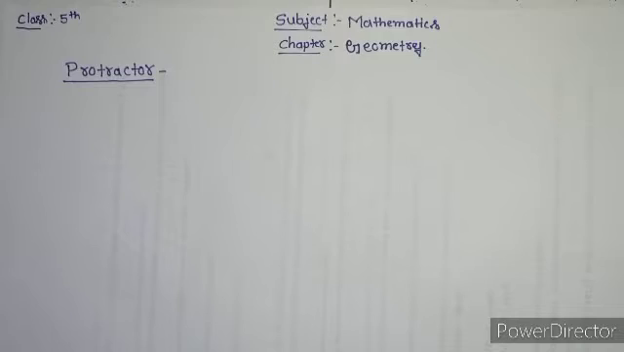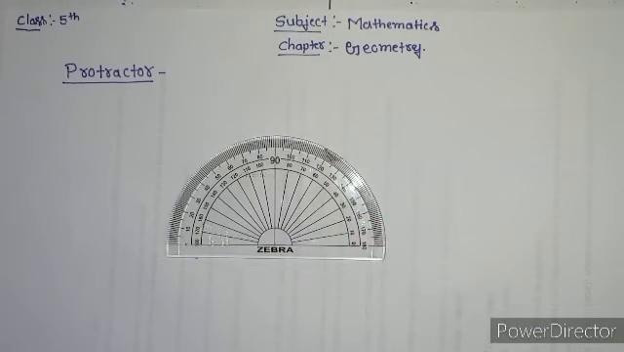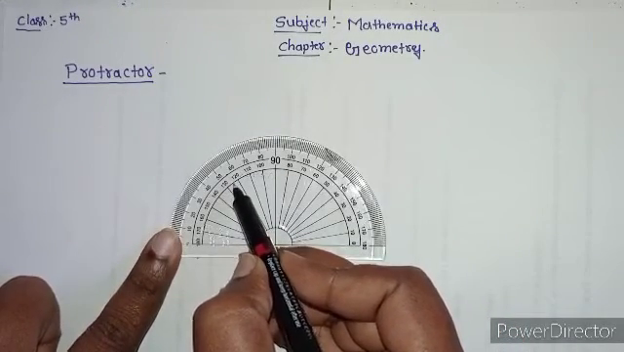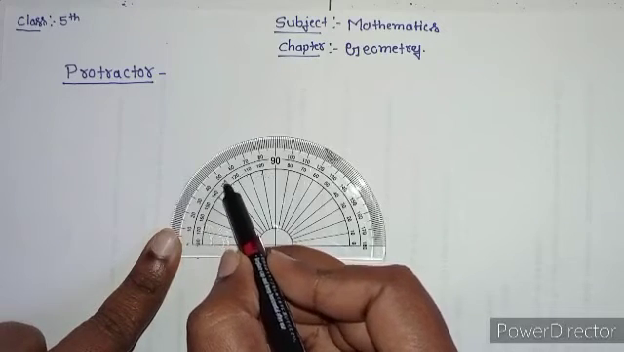Before going to that, remember what an angle is. Two rays with a common endpoint form an angle. An angle is measured with a protractor. All of you see here, this is a protractor. A protractor has two scales of measurement, the inner scale and the outer scale. This is the inner scale, this is the outer scale.